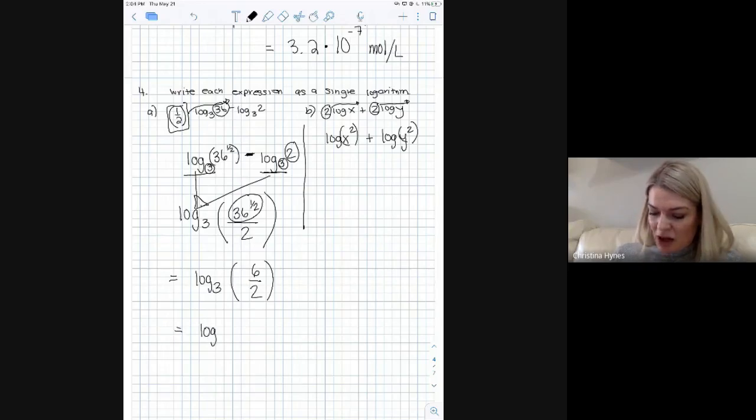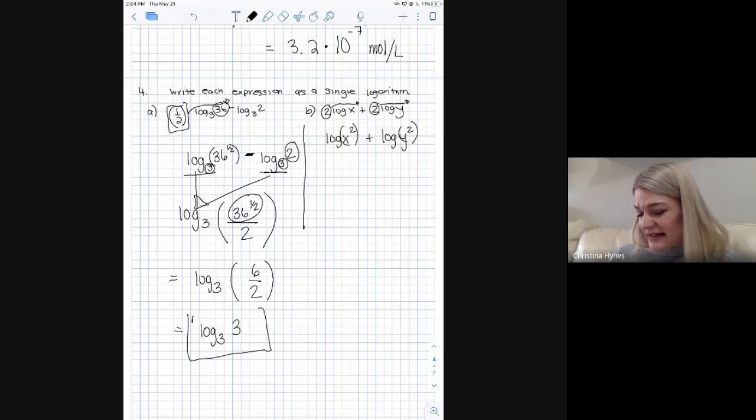So it became log base 3. 6 divided by 2 is 3. So this would be my final answer because it's still in log form. Now I could actually evaluate this, but for you guys, it's just about writing it in simpler form, not evaluating. Okay, so this would be my answer.